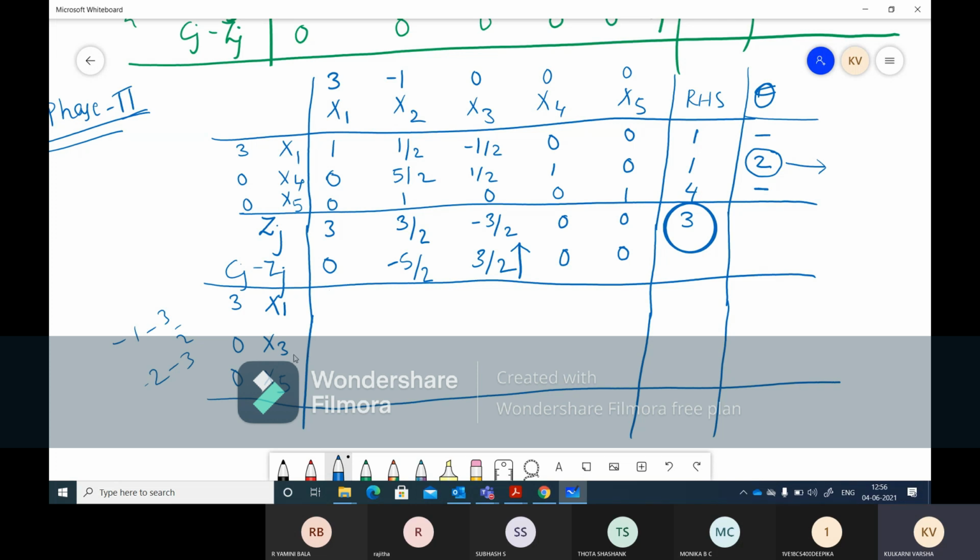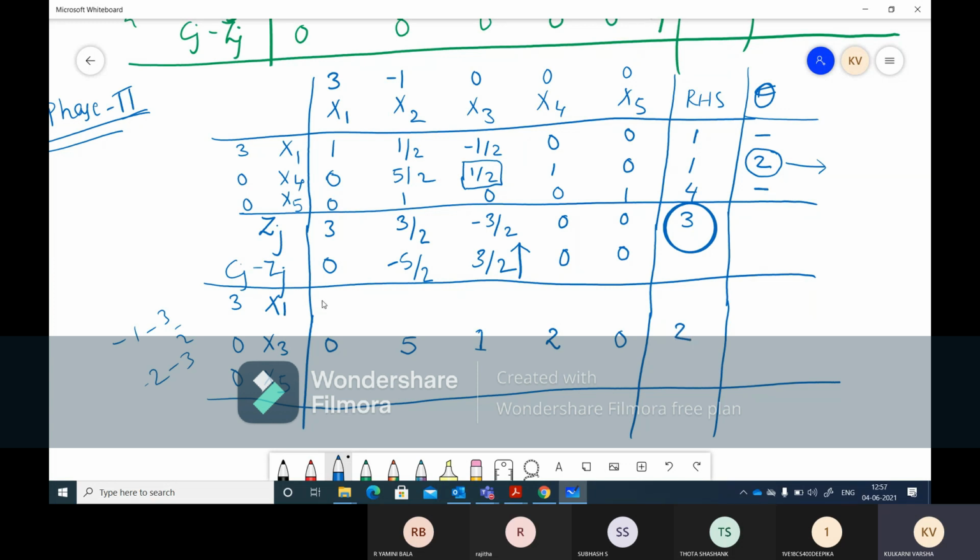Calculating the values, first we'll calculate for x3, right? We'll calculate this row. So what is the pivot element? The pivot element is this half, 1 by 2. So 0 divided by 1 by 2, 0. 5 by 2 divided by 1 by 2, so it will be 5. 1 by 2 divided by 1 by 2, it is 1. 1 divided by 1 by 2, it is 2. 0 divided by 1 by 2, 0. 1 divided by 1 by 2, it is 2. So we got this value.